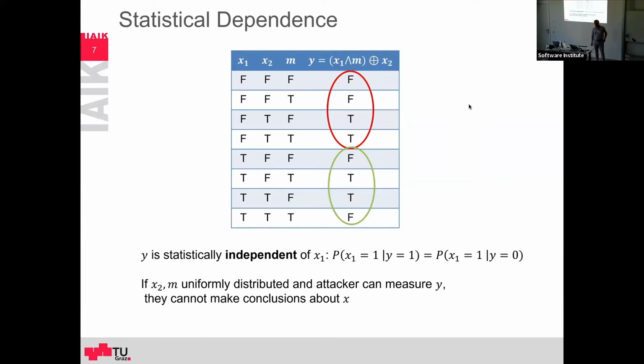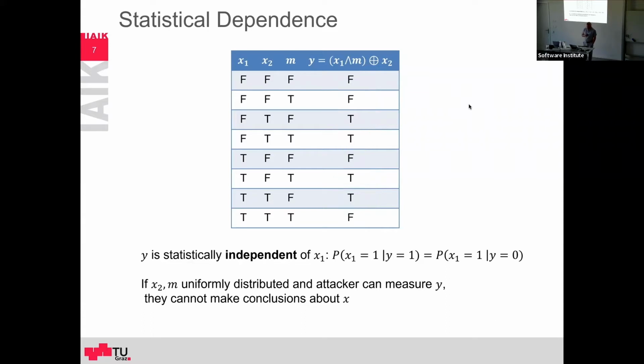I can measure something there. So what about x2? Maybe one more remark. I'm assuming that when I'm asking about x1, x2 and m are uniformly distributed, or at least are not under the attacker's control.